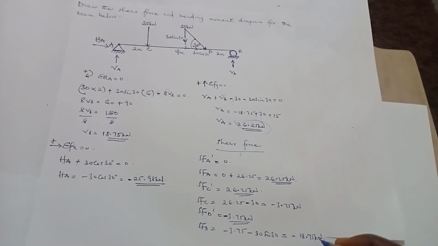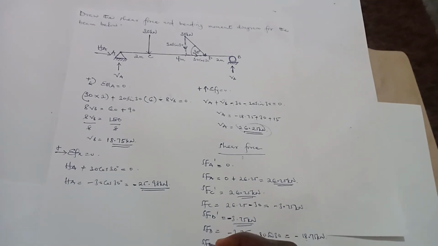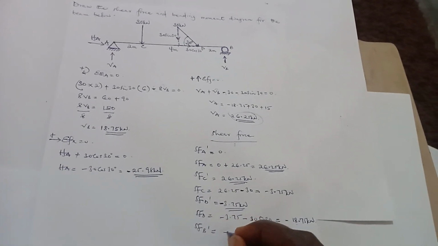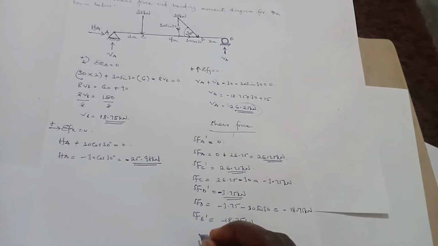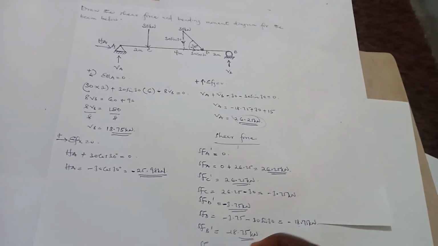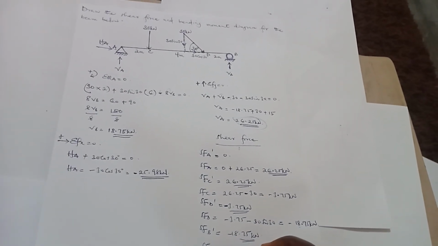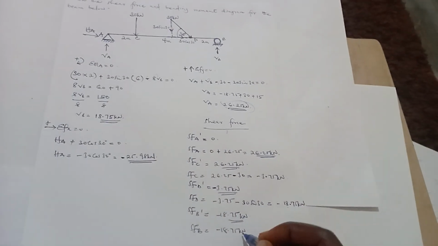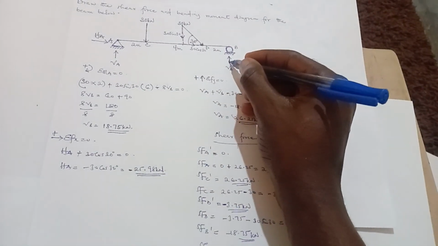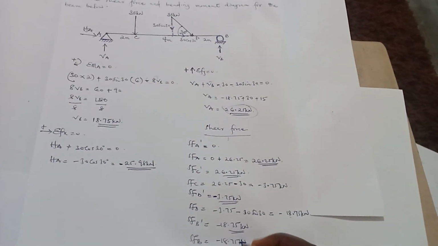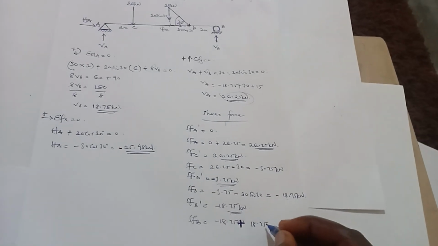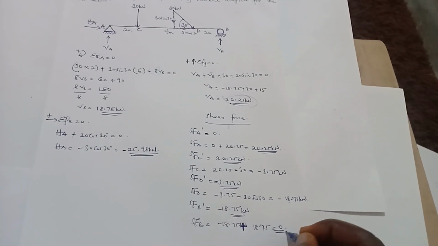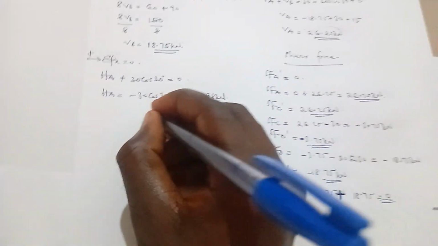18.75 kilonewton. And we'll come to the shear force at B prime. That's going to give us negative 18.75 kilonewton. Then the shear force at B is going to give us negative 18.75 kilonewton. So this previous one, and VB is here, so moving up. So it's going to be plus 18.75. And this will give us 0. So that's the calculation for the shear force. So now we can draw our shear force diagram.